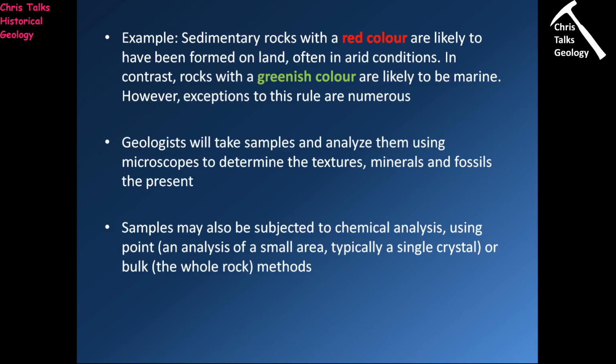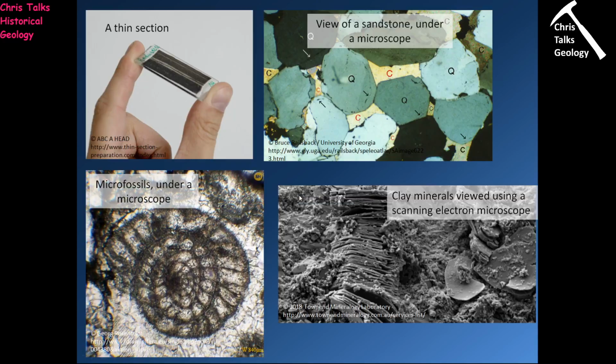So geologists will visually observe the rock, we'll look at it down a microscope and visually observe it in greater detail, and if we really need to, we can also take it into a chemical lab setting and analyse individual crystals or the whole rock itself to get a lot of information which can help us work out the environment of deposition.